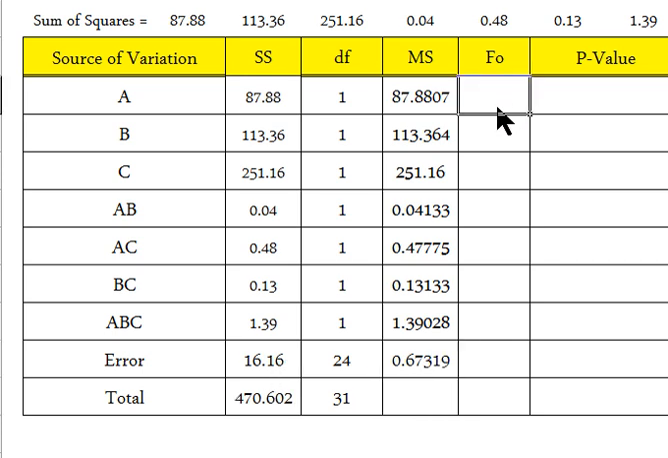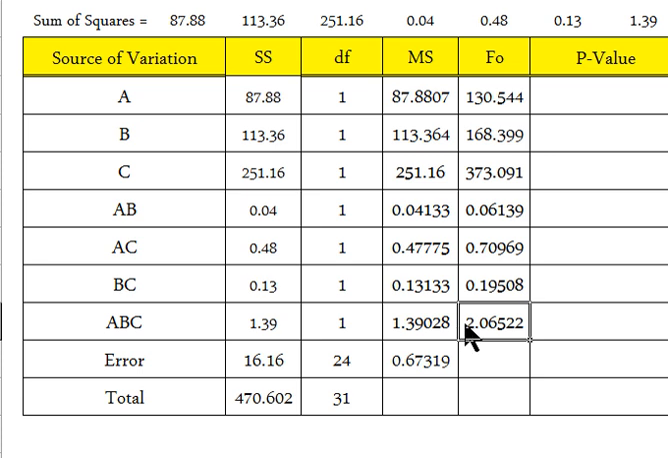Now, F computed is figured based on the mean square of a factor divided by the mean square of error. For B, divided by the mean square of error. Now, if you add dollar signs to the mean square of error, because as you drag down the cell, you don't want it to shift or drift, you can drag down the cell, and to check your work, you see it then drifts.